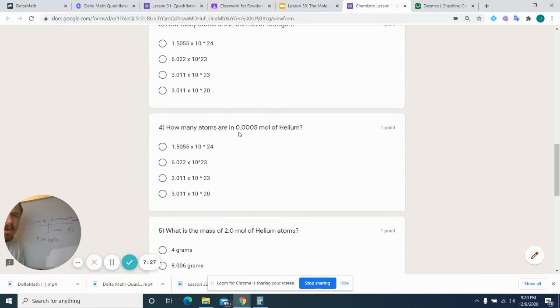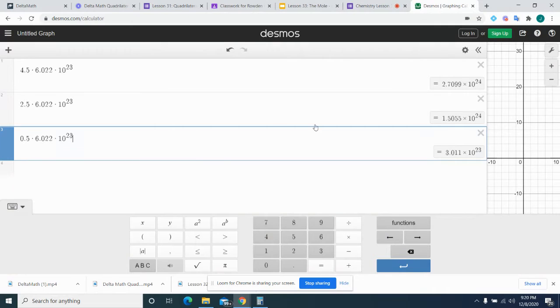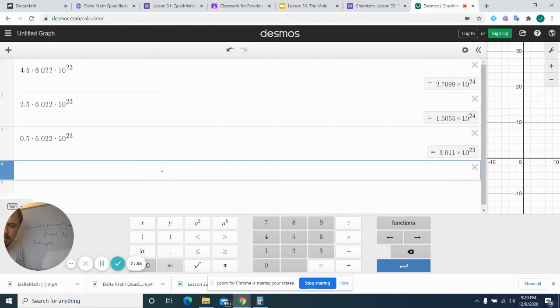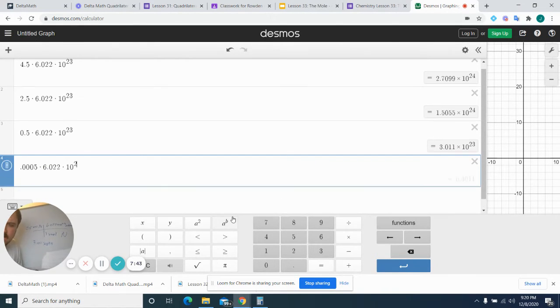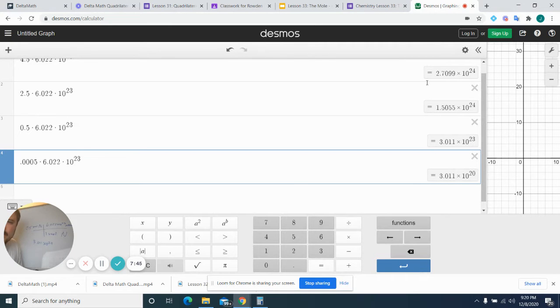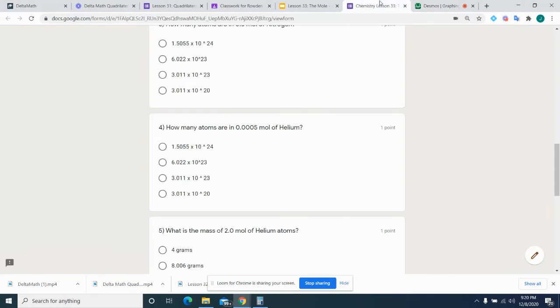And then lastly, we do 0.0005. So for that, you know how it's going to work out. We're going to set it up the same way. So this time it'll be 0.0005 times 6.022 times 10 to the 23rd. So 3.011 times 10 to the 20th.